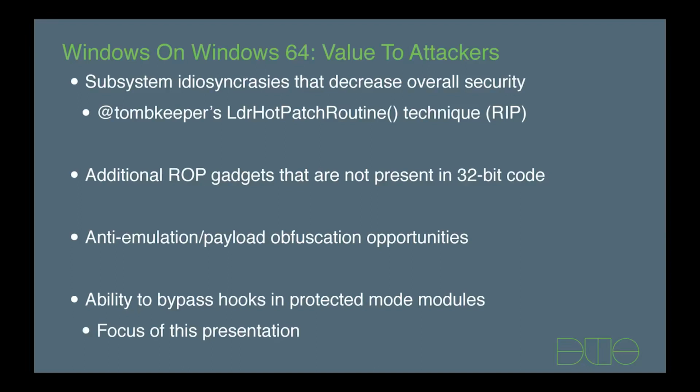Anti-emulation and obfuscation opportunities, right? So when I say anti-emulation or obfuscation, think about things like a piece of shellcode that pivots to 64-bit mode, decodes with an 8-byte XOR key, and then pivots back. Stuff that really trivial emulators are not going to handle well. And then, of course, the focus of this presentation is on bypassing hooks in protected mode code, which I'll get into in a little bit here.